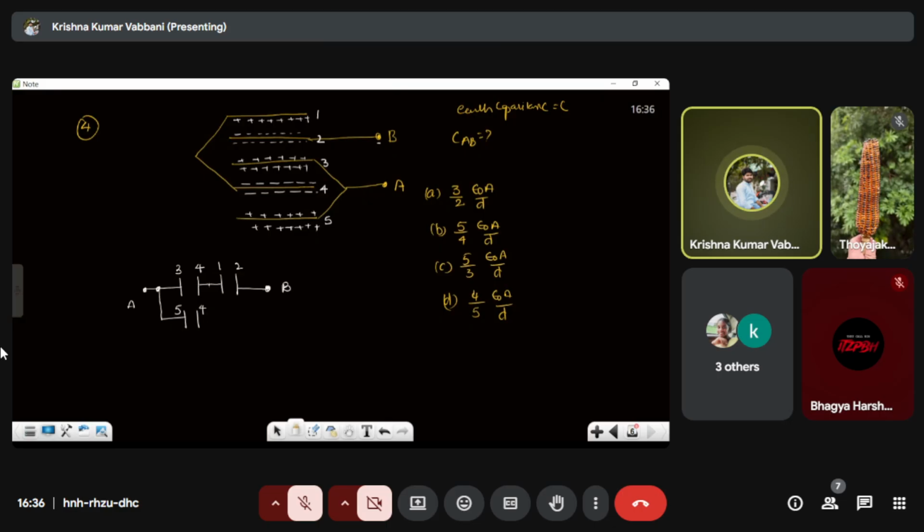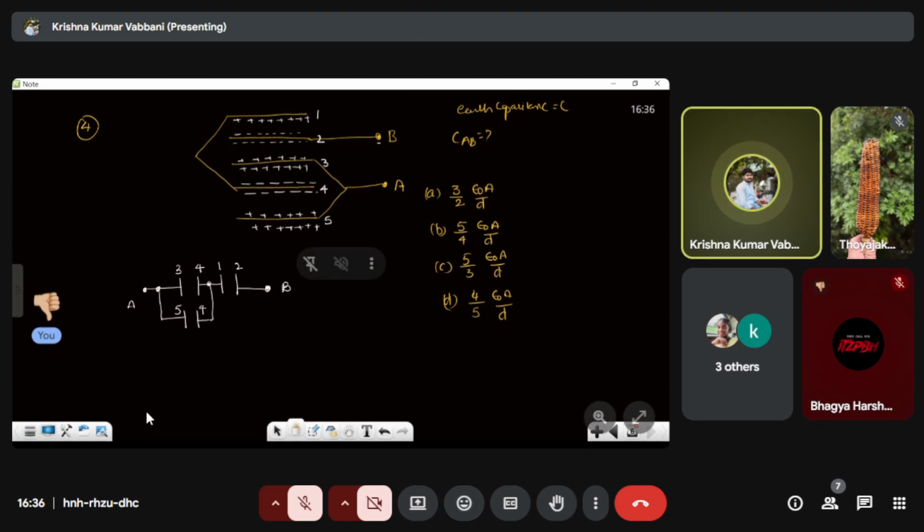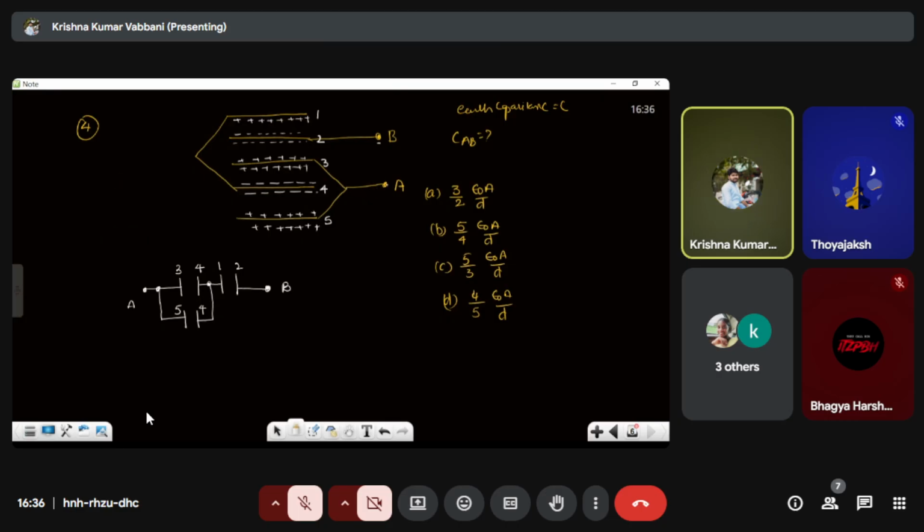So this is the plate 4. That's why plate 4 to plate 4, this one. Do you understand? This is plate 4 and this is also plate 4, the same plate 4. This plate 4 is parallel to plate 5. Plate 5 is connected to terminal A. Do you understand this point?